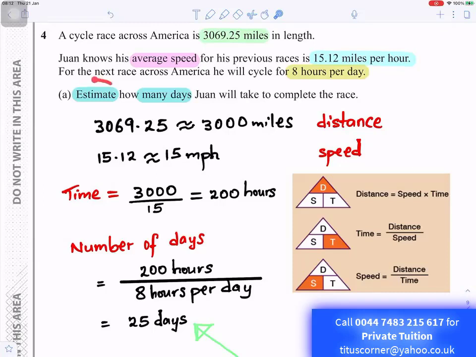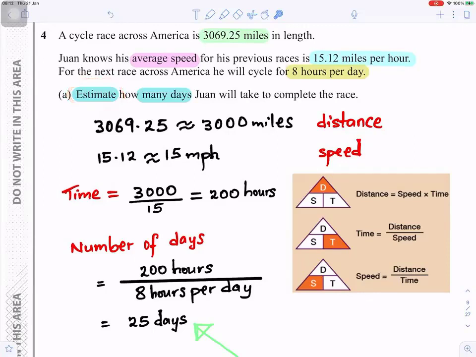So when we want to estimate, we want to use numbers which are easier to work with without a calculator. So we want to change 3,069. This sign means approximately. We can change it to 3,000 miles, and that's the distance. We want to change 15.12 miles per hour, which is the speed, to approximately 15 miles per hour.